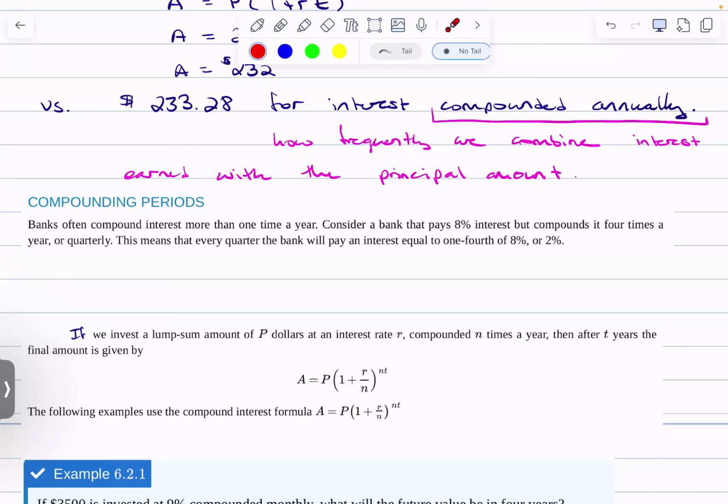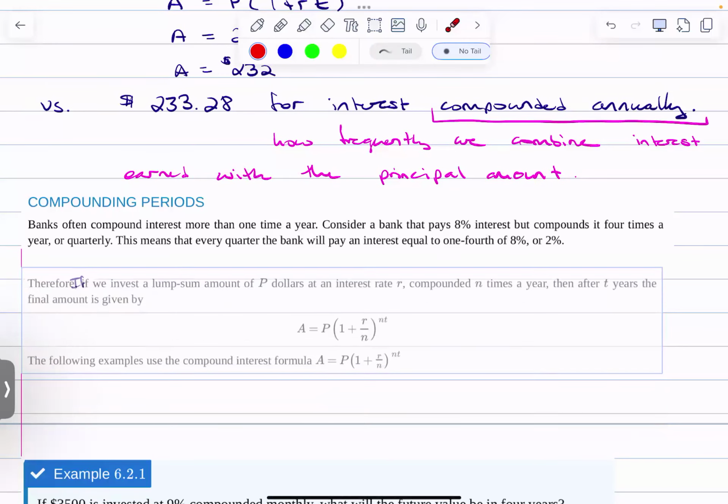And so this means that every quarter, the bank will pay an interest equal to 1/4 of 8%. So they don't just give you all the 8%. They say, hey, you're going to get 1/4 of 8%, which is 2% every quarter. Right? So they parcel it out too.